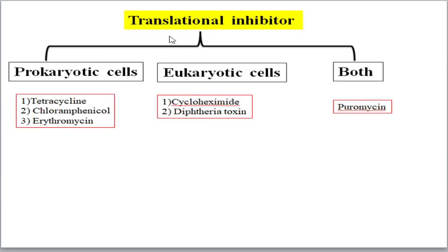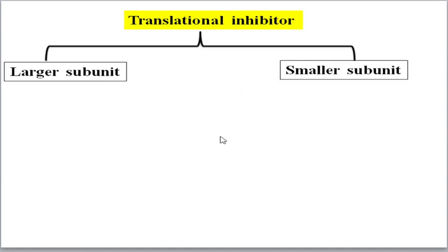The next translation inhibitor might inhibit translation occurring in a prokaryotic cell, eukaryotic cell, or both prokaryotic cell and eukaryotic cell. So tetracycline, chloramphenicol, erythromycin are a few translation inhibitors which inhibit the process of prokaryotic translation, whereas eukaryotic translation inhibitors include your cycloheximide and diphtheria toxin. Whereas puromycin and hygromycin inhibit translation irrespective of whether the cell is prokaryote or eukaryote. They have no specificity.